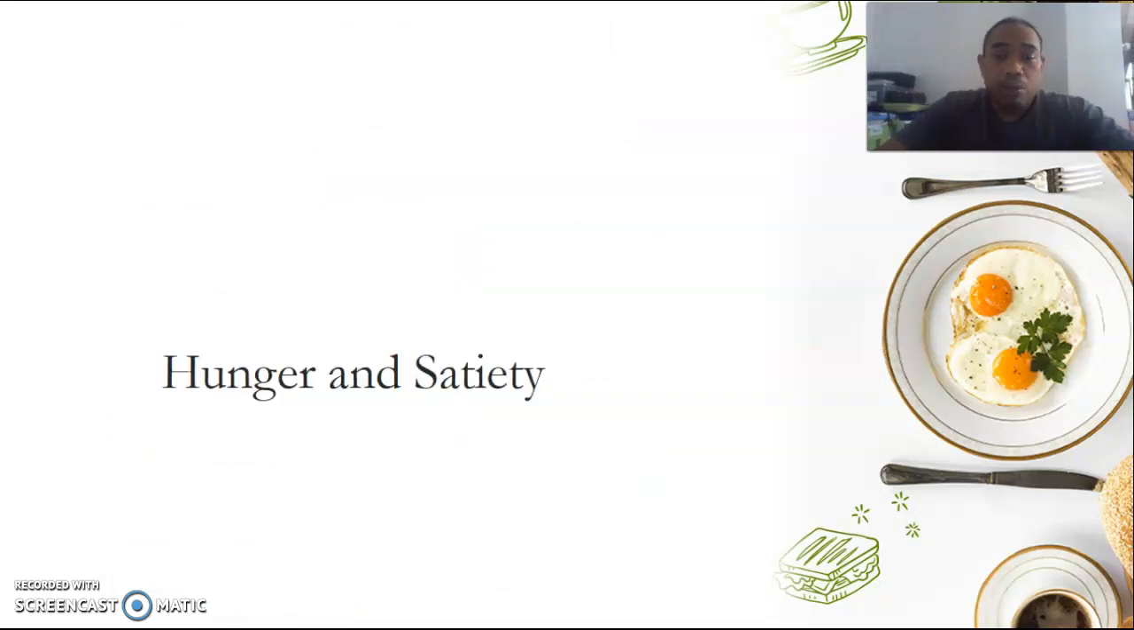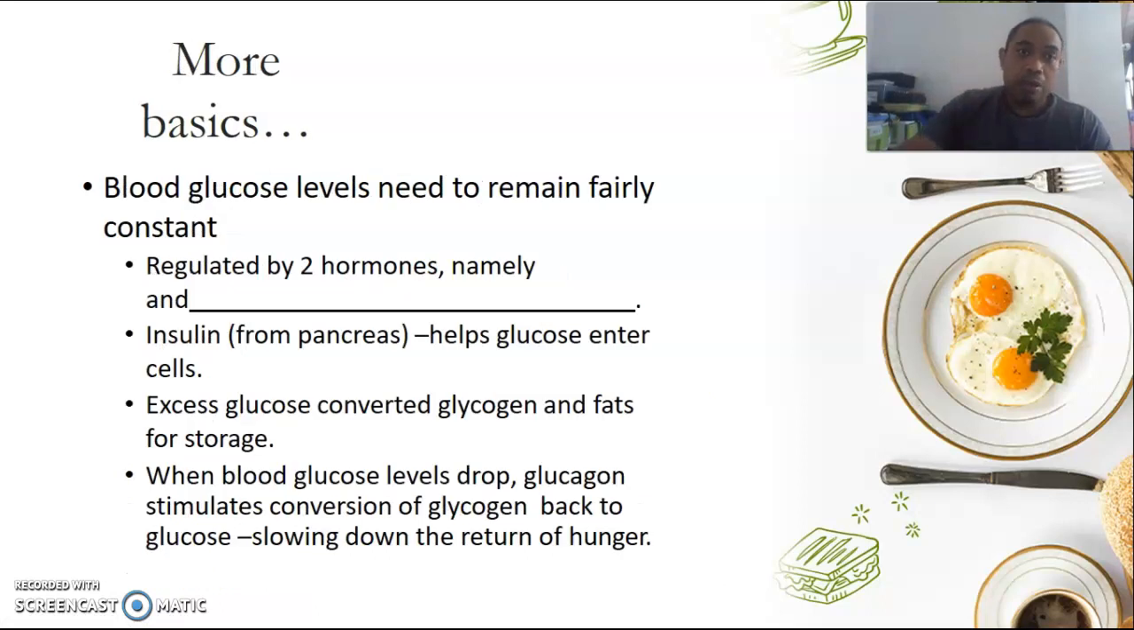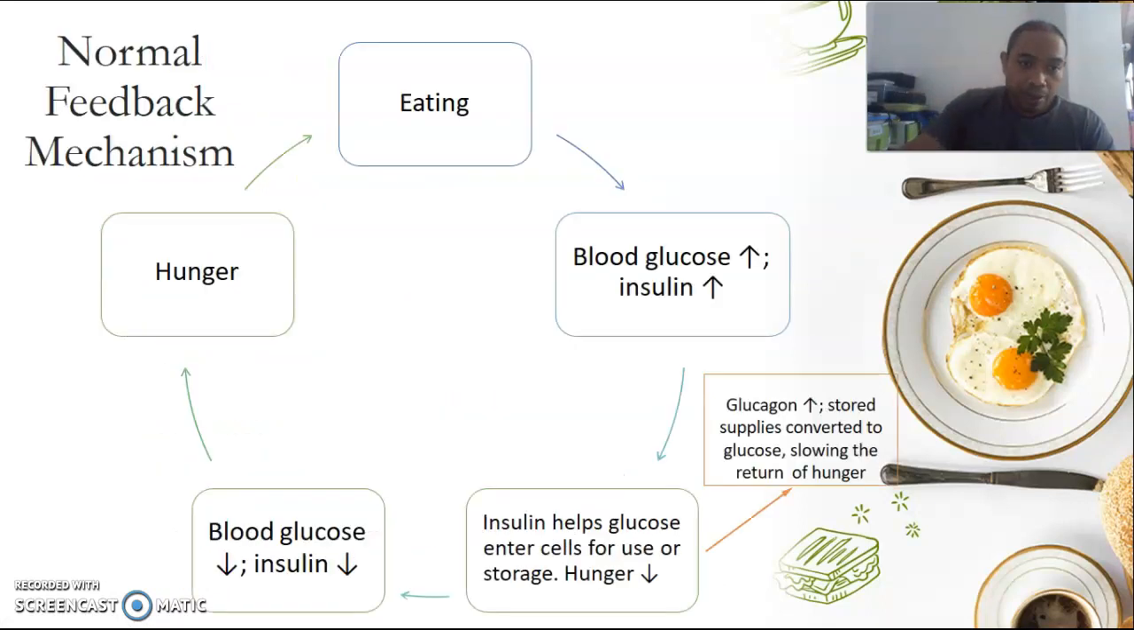Okay, now let's talk about hunger and satiety. Some basics. Why do we eat? Because the body needs energy, and most of the energy is in the form of glucose or carbs. So we eat. Now, what is in this slide is technically what you learned in secondary school about the digestive system. I'm not going to tell you the details about that anymore. But let's get to here. All right, the normal feedback mechanism.